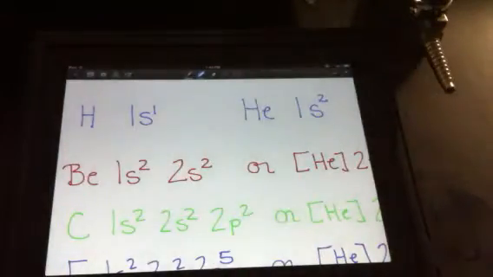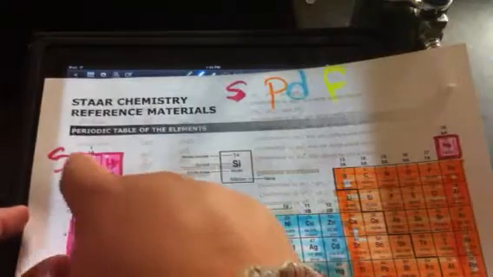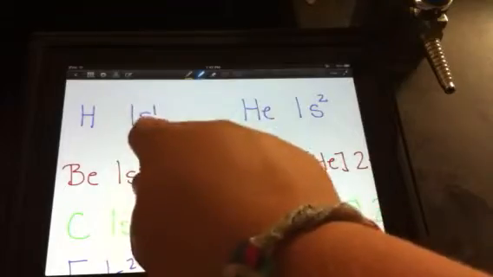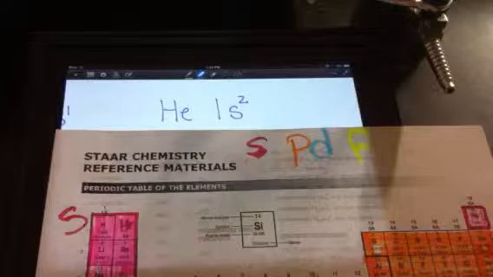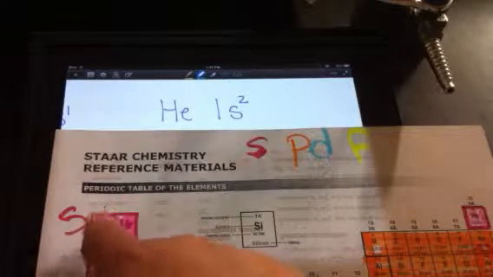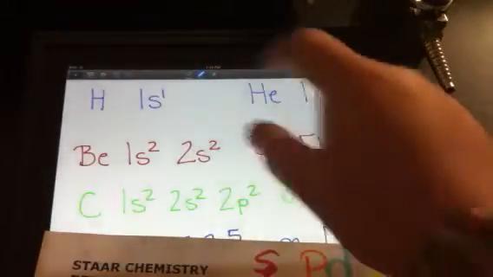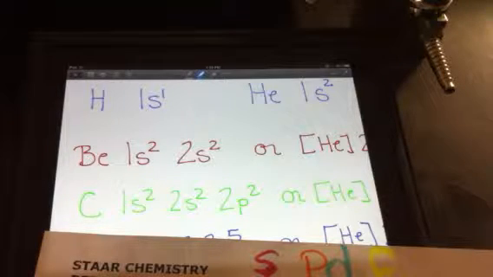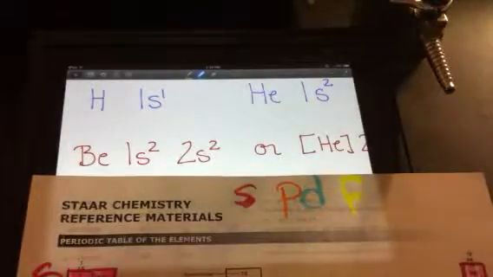Hydrogen. Hydrogen is on row 1, S block, 1N. So it's 1s1. Row 1, S block, 1 electron. Helium. Helium is on row 1, S block, 2N, 1s2. Okay? There is no shorthand for helium. You cannot write helium as bracket He. That is false.